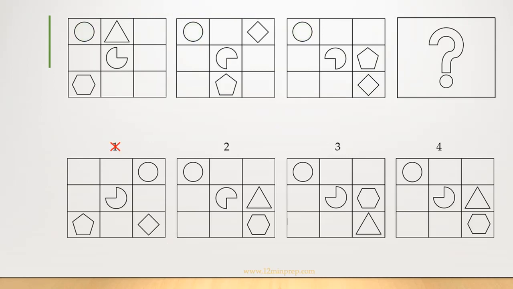Moving on to another object, I found it easy to focus on the partial circle. We can see that it rotates 90 degrees clockwise from frame 1 to frame 2, and then by another 90 degrees clockwise in frame 3. Therefore, we should expect another identical rotation, which eliminates answer option 2.